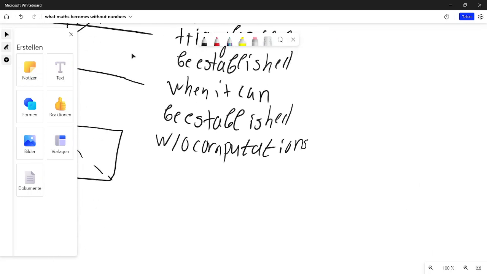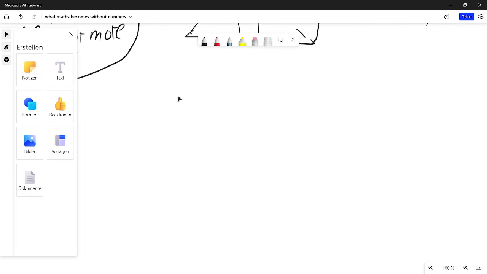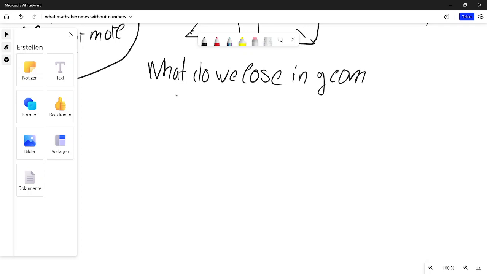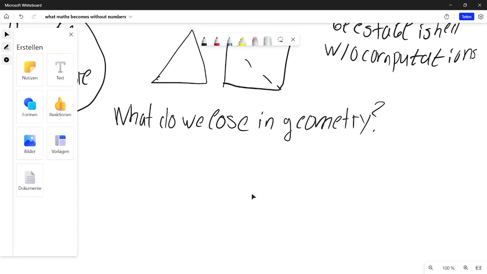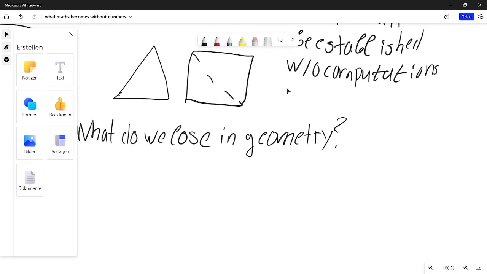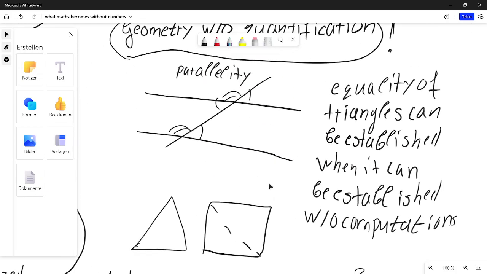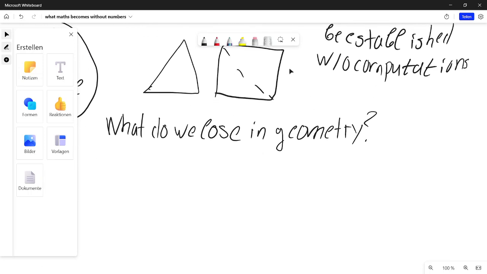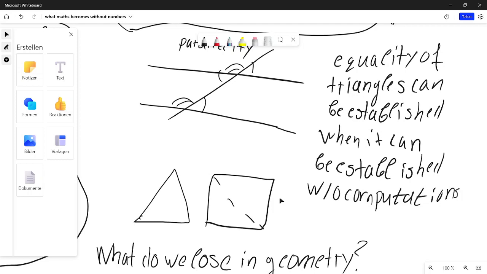So, what do we lose of geometry actually? That's the bigger question. What do we lose in geometry? I mean, concretely, what results do we lose in elementary geometry? Well, I'd like to start rather simply. So let's look at simple things.